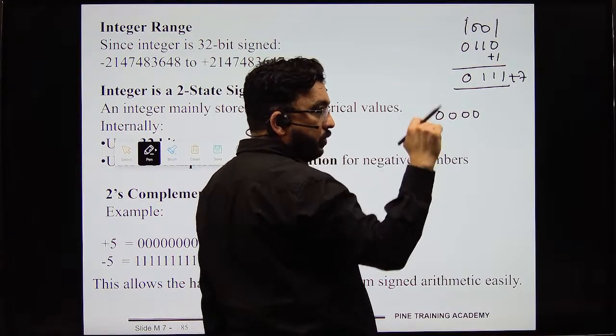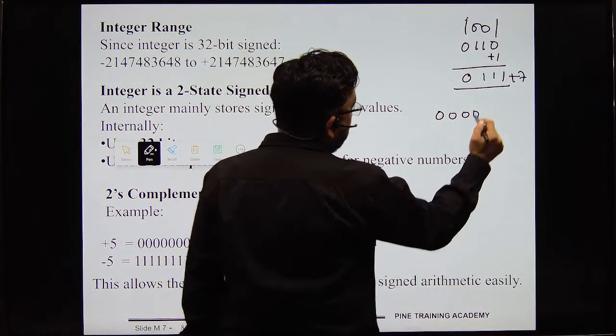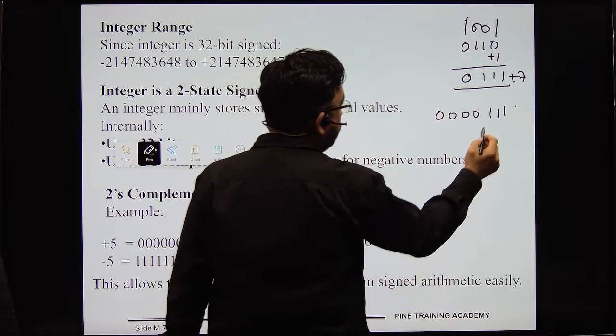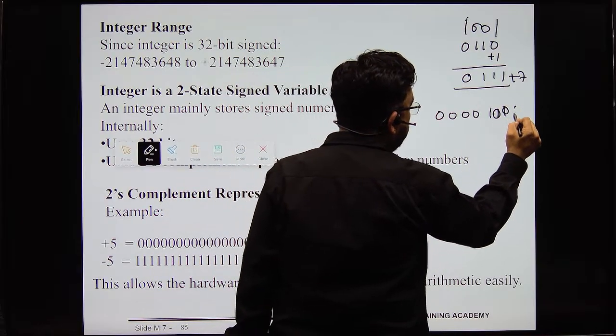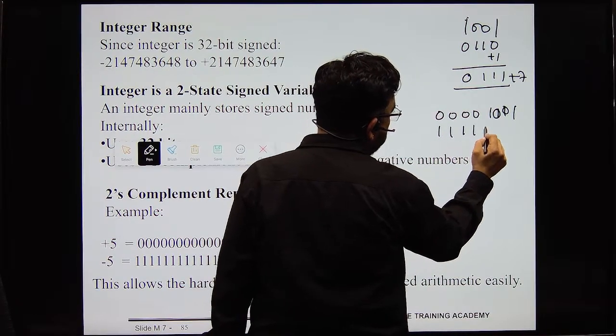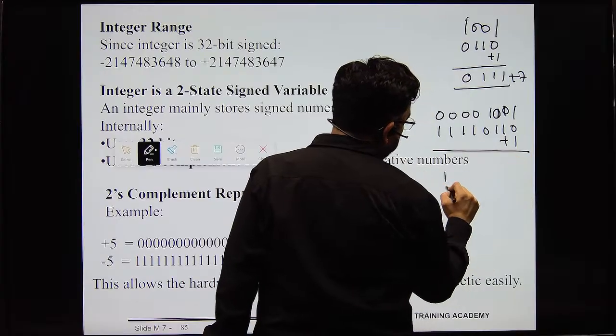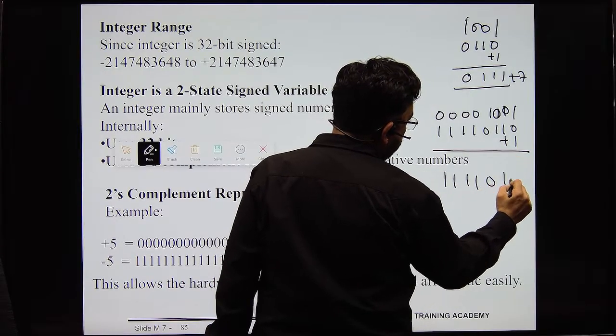So we have to follow the same structure. So 1111 1001. Now 1111 0110 plus 1. Now the output is 1111 0111.